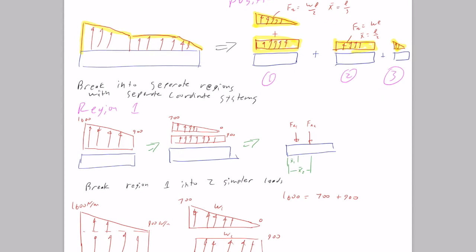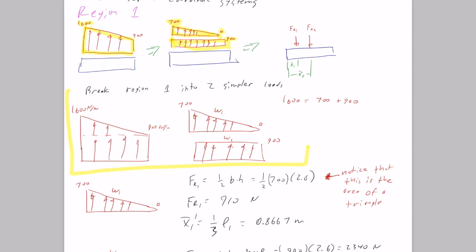So we're going to take this first region, region 1, and we're going to break this trapezoidal load into a triangular load and a uniform distribution. You notice that my triangular load is 700 to 0, and my uniform distribution is 900, right? So right here, 900 plus 700 recovers the original 1600. Okay, and that's what this kind of figure is trying to emphasize.